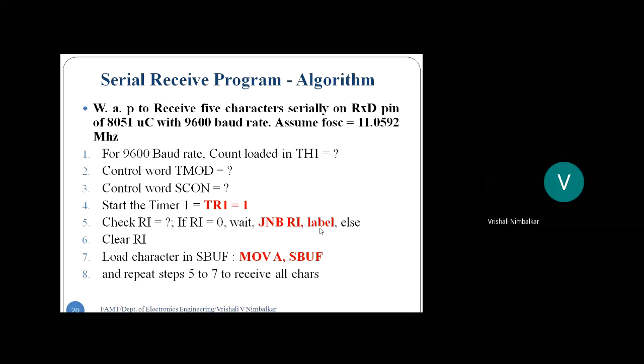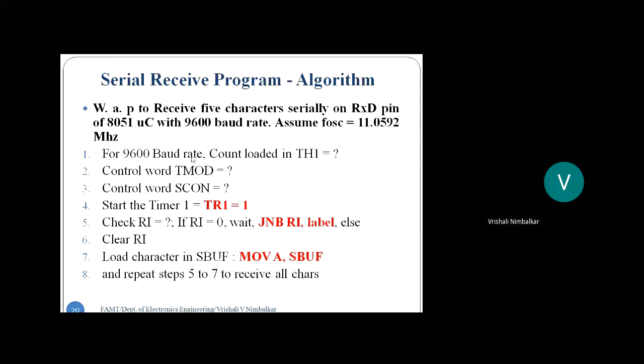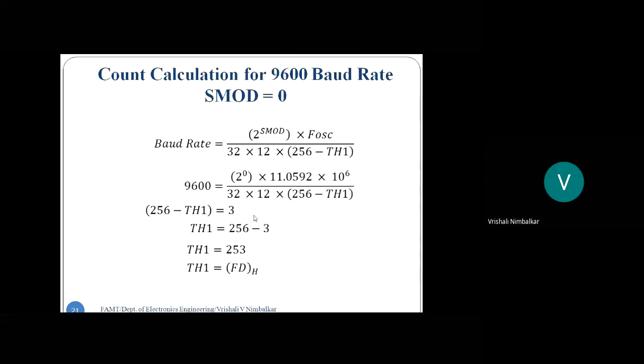Program for serial reception. Okay. First baud rate calculation, and then TMOD, SCON, and then we will write the program. So let us see the baud rate calculations. What is the baud rate given? 9600. See here, students, in exam, the baud rates can be different. It can be 2400, 4800, 9600, 19200. So be careful with what baud rate has been asked. Accordingly, do the calculations. In our lectures, I have taken 9600 baud rate, right?